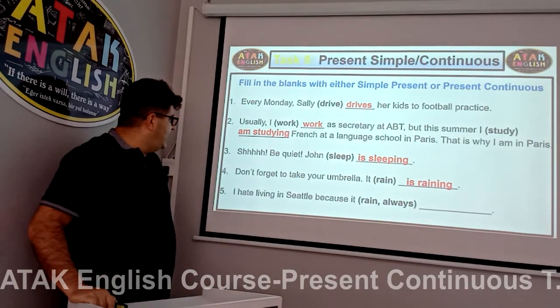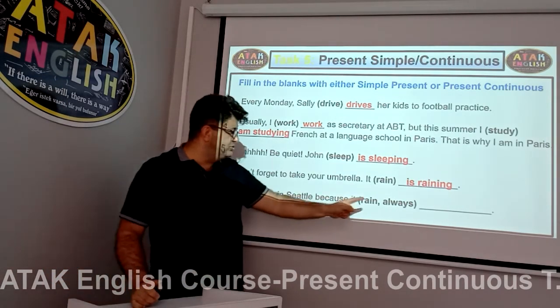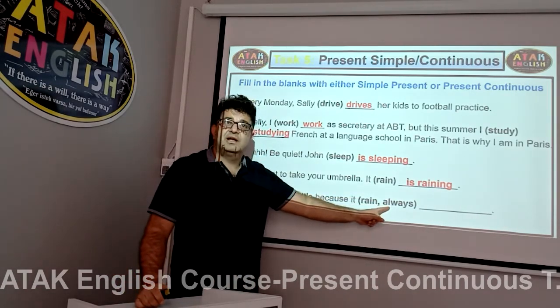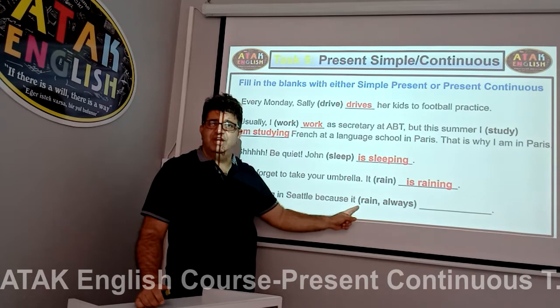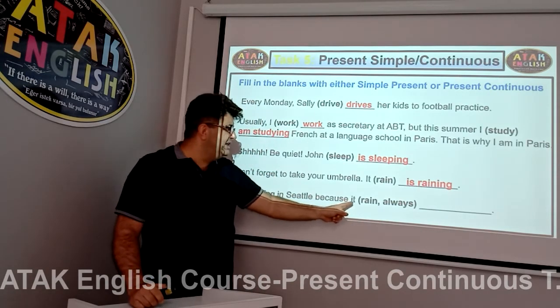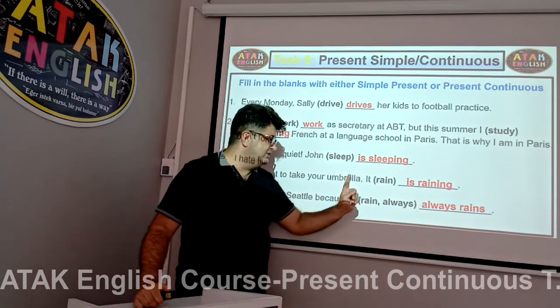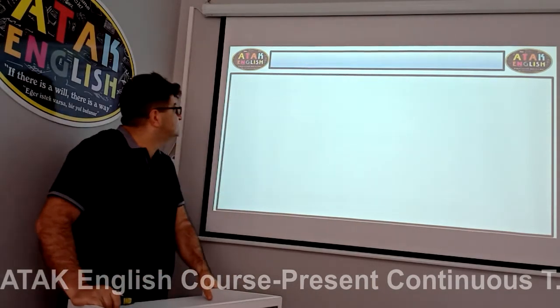Number 5, I hate living in Seattle because I'm going to use always and rain in parentheses. So always is a frequency adverb, and frequency adverbs always come after the subject before the main verb, right? Except sometimes they might come at the beginning of the sentence as well. Okay, it always rains, third person singular and verb S, rains. It always rains.